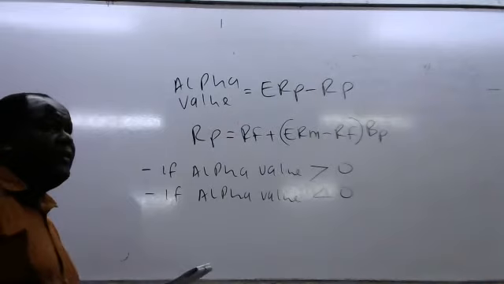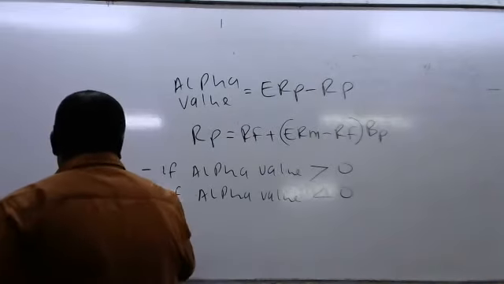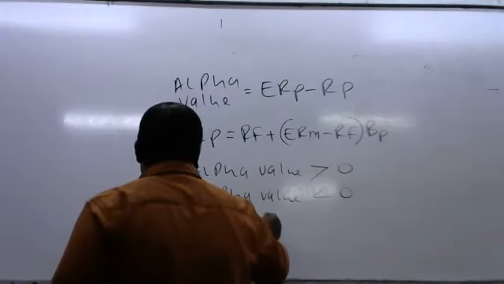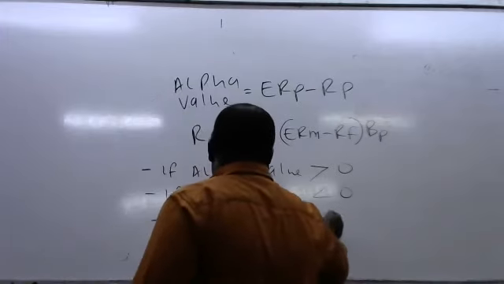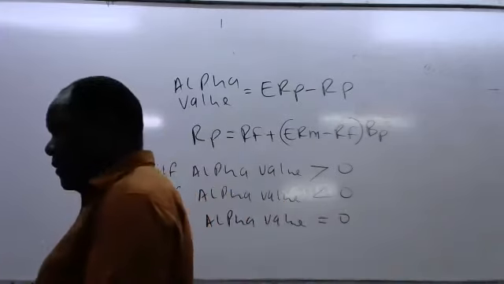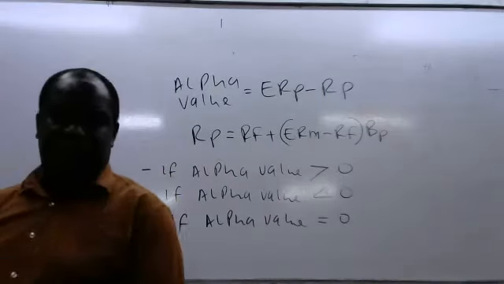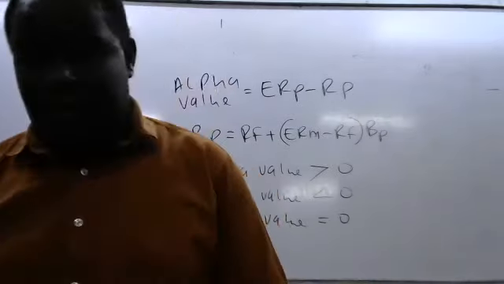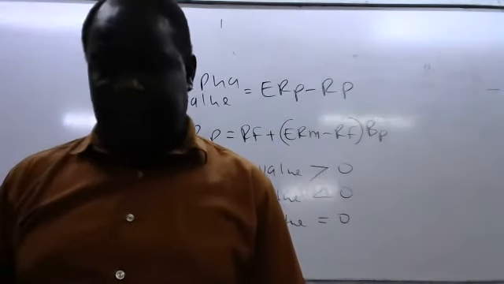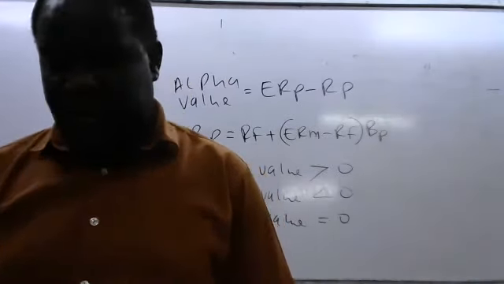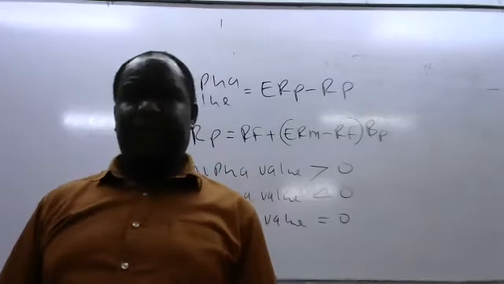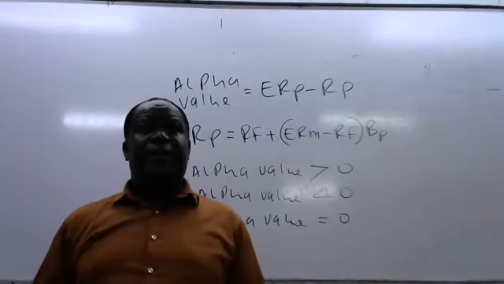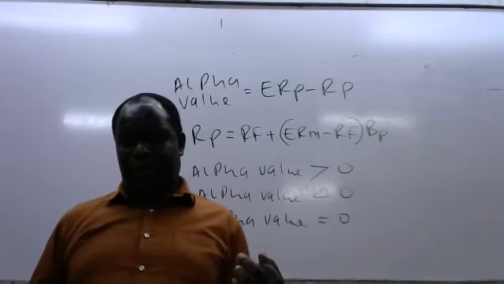Then the third dash is that if the alpha value is equal to 0, then it indicates efficient performance. So that is now for the Jensen.